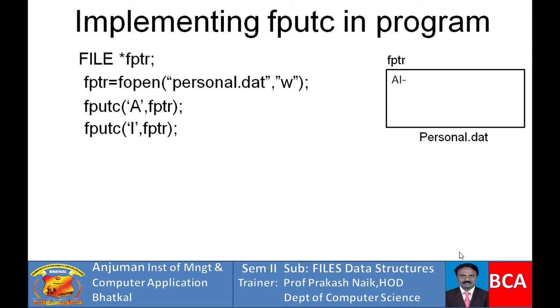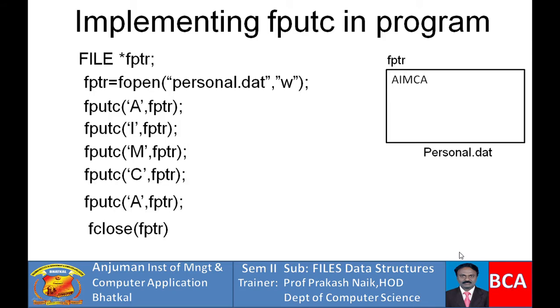At the end of the previous content, one more letter has been added. The previous letter was A. After A, I has been added to the file personal.dat. On the screen, on the right hand side, AI is shown, and the marker shows the end of file marker.